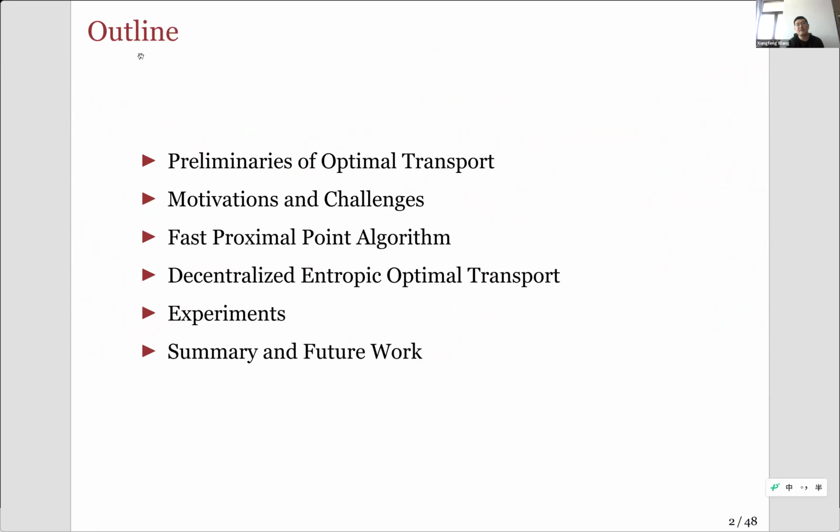And here is what we will cover today. We will begin with the basics of optimal transport, what it is and where it came from. We'll discuss why this is important today, the motivations and the challenges, especially with large-scale data. We will look at an efficient algorithm, the fast proximal point algorithm for approximating optimal transport. The main focus will be on decentralized entropic optimal transport. I will briefly show some experimental results and discuss a summary and future work.